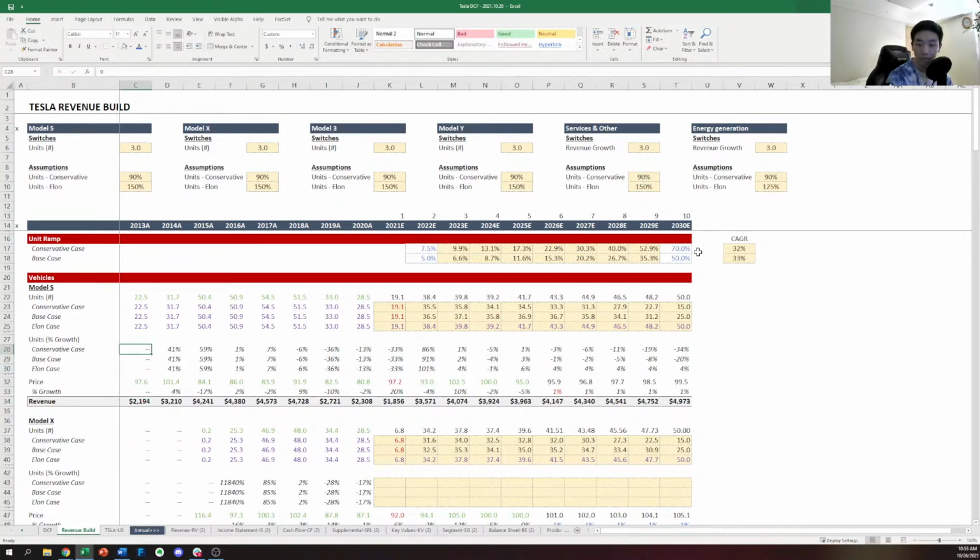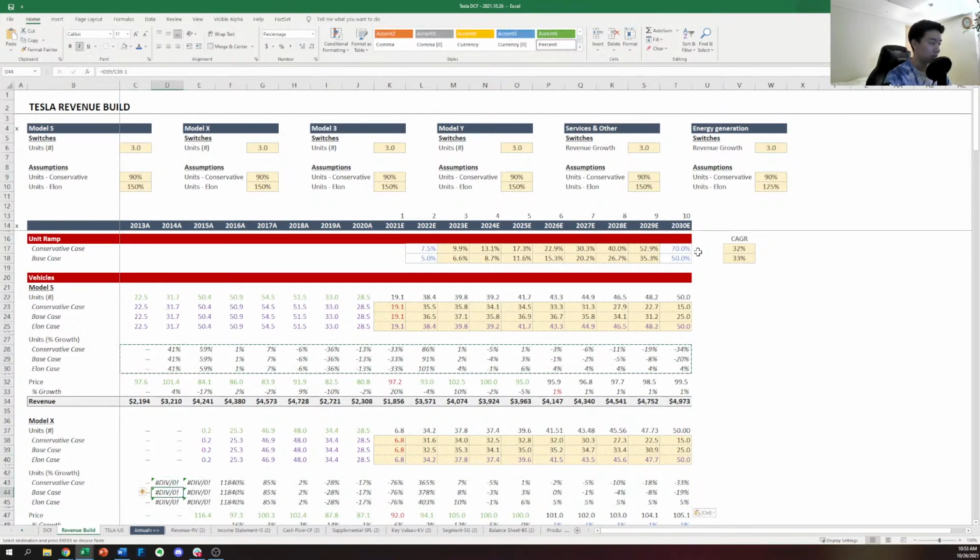Are you short on Tesla? I don't think I would ever short Tesla. It's just, there's just too much positivity behind it.